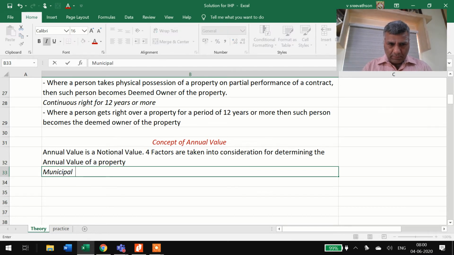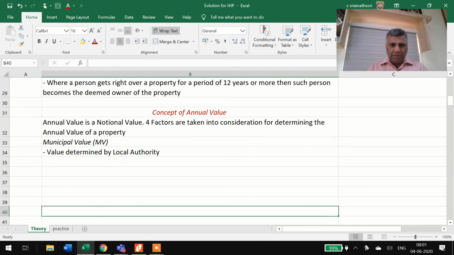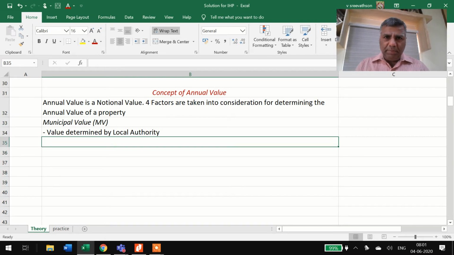Municipal value. The first factor is municipal value, the value determined by local authority. Municipal value is nothing but the value determined by the local authority. Namala corporation tax: you are all paying house tax. Your parents will be paying house tax to the local state government. That is computed on the property value, which is known as municipal value, determined by the local authority.